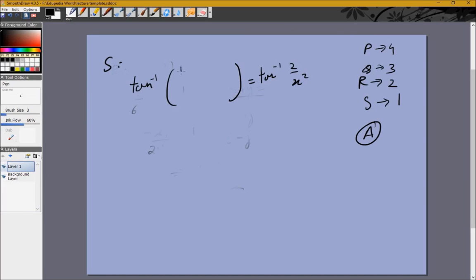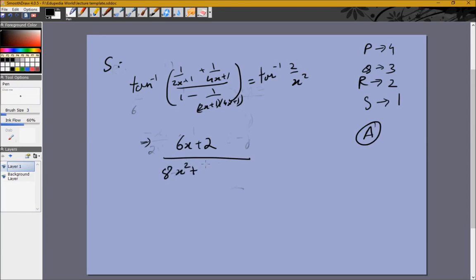We know what it is, tan inverse of A plus B by 1 minus AB. Right. So 1 by 2x plus 1 plus 1 by 4x plus 1 by 1 minus 1 by 2x plus 1, 4x plus 1. Which means 2x plus 1 plus 4x plus 1, that is 6x plus 2, divided by the product of this minus 1. So that will be 8x squared plus 2x plus 4x, that is plus 6x, and there will be a plus 1 minus 1. So this is all there is. This is equal to 2 by x squared. We can just cancel 2 directly.